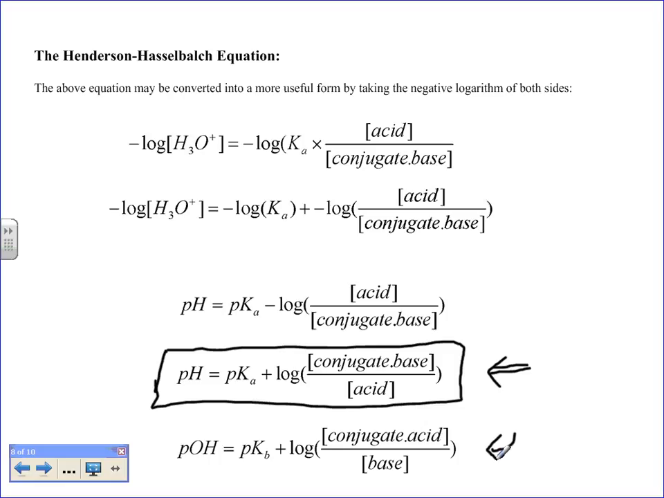Now it's really important that you understand this formula and how it works, because it's going to be useful when we start looking at how to decide what we're using for a buffer, because this part of the formula is going to be really key. It's also going to be really useful for deciding what ratio we should use to prepare a particular buffer.